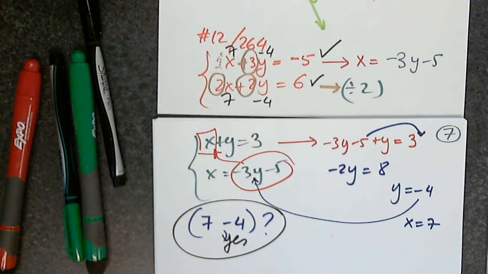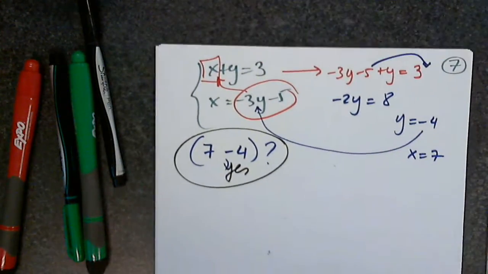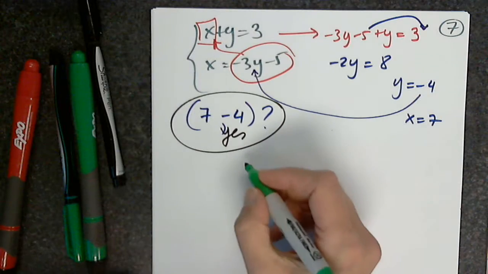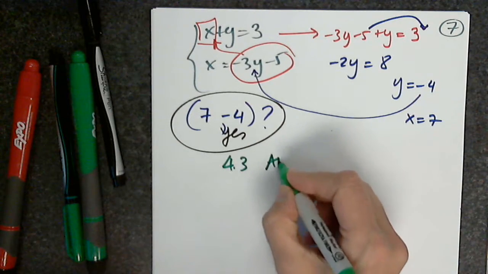Is this okay? Okay. The third method that I would like to talk about is the adding method called adding or elimination. So this is 4.3.